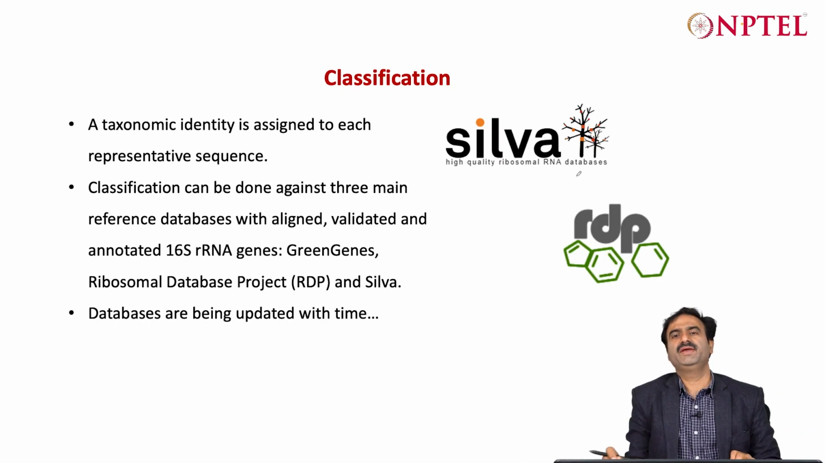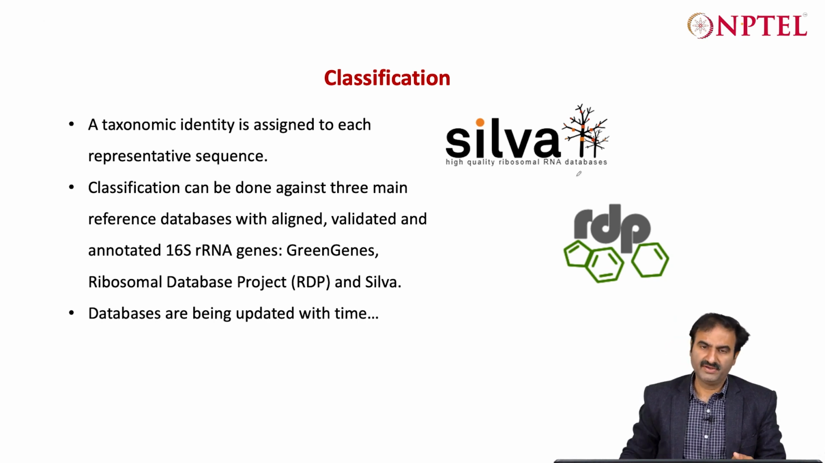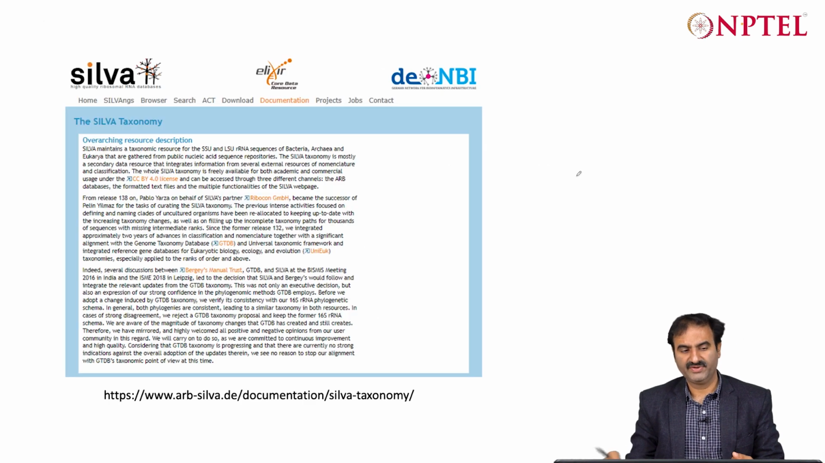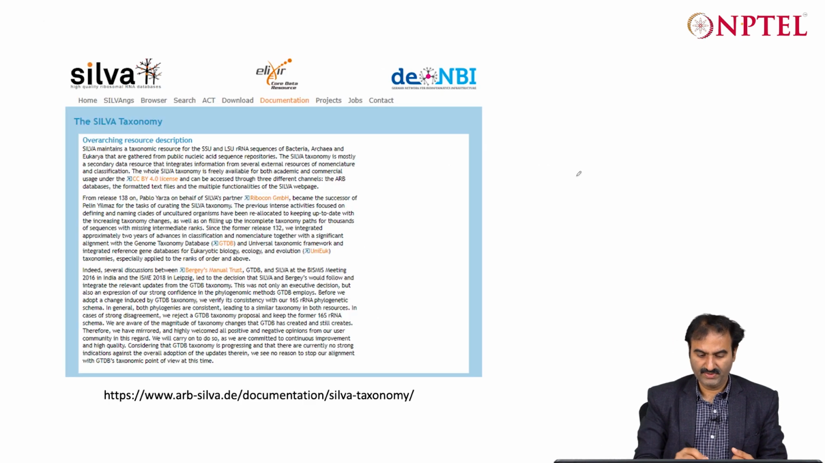The RDP classifier is also a tool. Silva is one database, and GreenGenes is another database that can be used as a reference database for closed reference or open reference OTU picking. These are constantly updated, and you can also add your sequence of interest in these databases if you think those are not present, so that it can also be assigned to the taxonomic groups. So this is Silva, it is present here.